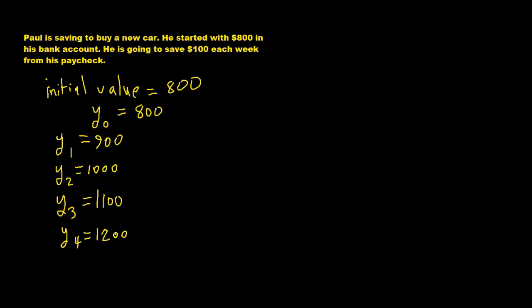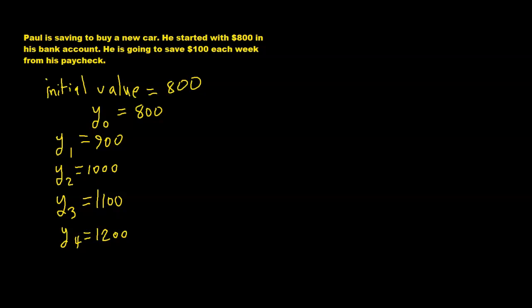Paul is saving to buy a new car. He started with $800 in his bank account. He is going to save $100 each week from his paycheck. Okay, so let's introduce the idea of initial value. Before he even started saving, right? Before he started the process, which this sequence is associated with, he had $800 in his bank account, right?